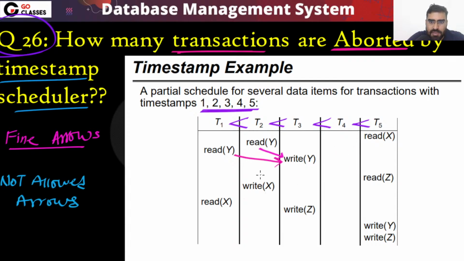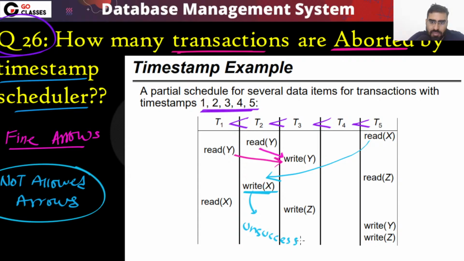Now, what else? So this is WX. This is not fine, correct? This is the first thing that will roll back. Do you agree? Because this is not fine, this is a not allowed arrow. At this point this is already unsuccessful. And at this point, who is gone? T2 is gone. T2 rolls back.